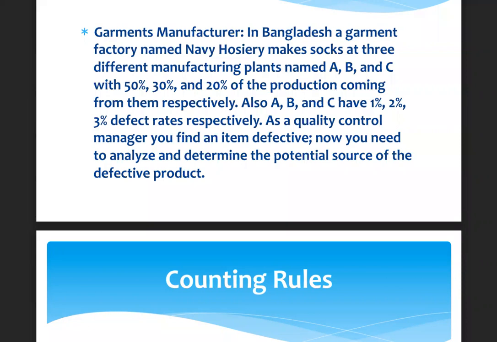As a quality control manager, you find an item defective. So the shipment came in and you found a defective item. Now you need to analyze and say, which plant is the most likely to have produced this defective item? You can just guess it, but we are expecting that you do some analysis and come up with a reasonably logical conclusion. So let's go ahead and do that.